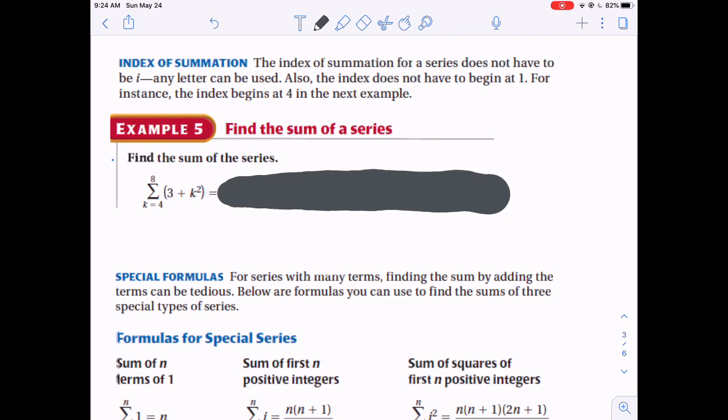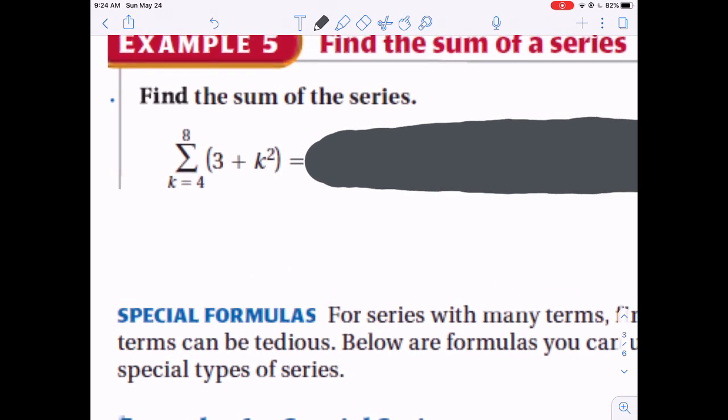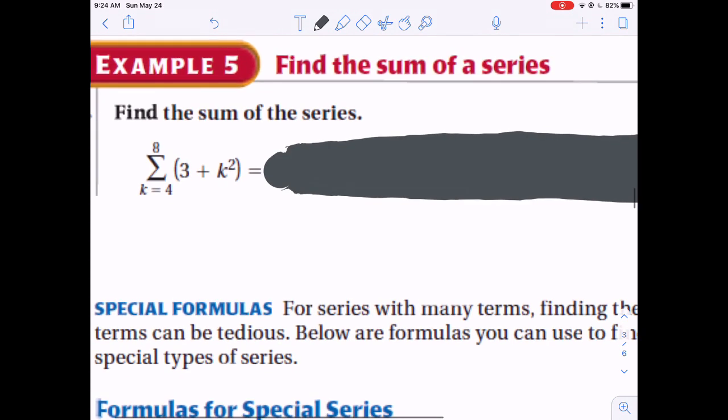In example 5 here, they use the letter k. Any letter you like is fine, as long as whatever letter you use there, you're utilizing it inside for your rule. So here they're using the letter k, and we're going to take the summation and come up with the actual sum of the entire series.